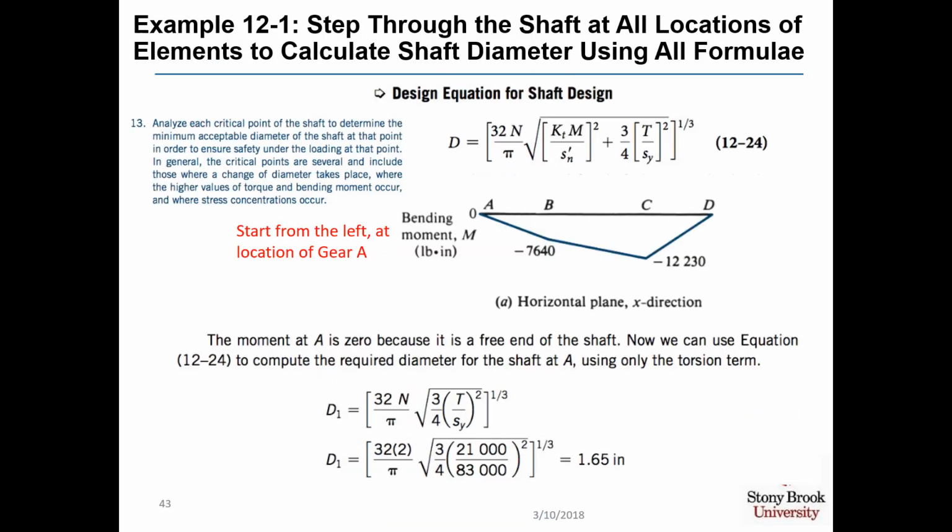Now we're going to step through the shaft at all locations to calculate the shaft diameter using the various formulas. We start from the location at gear A on the far left. We have equation 12-24 to calculate the minimum diameter, but because the moment at the free end of that shaft is 0, it actually comes out to be a simpler equation. The KTM over S prime n squared term drops out when you're at location A, and you can see that D1 based solely on the torque calculates out to 1.65 inches.